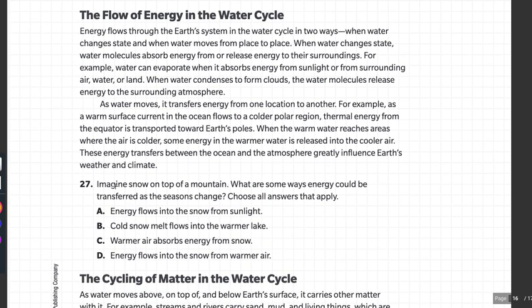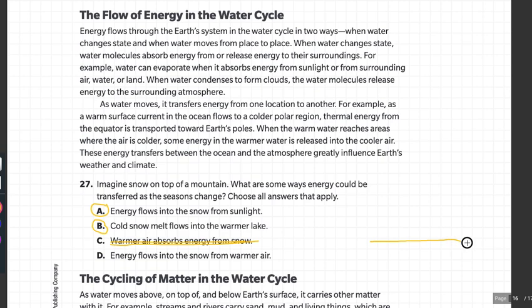And imagine snow on the top of a mountain. What are some ways energy could be transferred as the seasons change? Energy flows into the snow from the sunlight. That is happening. Cold snow melts into the warmer lake. That could happen. Warmer air absorbs energy from the snow. This cannot happen, because warmer air would not absorb energy from the snow, right?